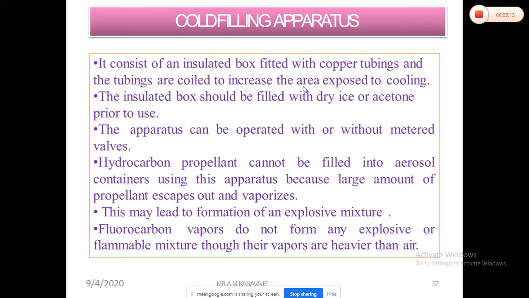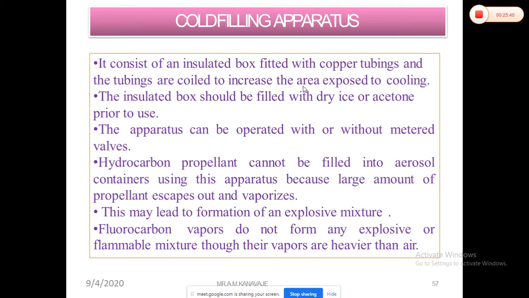Here it consists of an insulated box which is fitted with copper tubings, and the tubings are coiled to increase the area exposed to the cooling. The insulated box should be filled with dry ice or acetone prior to use. Then the apparatus can be operated with or without the metered valve. If the metered valve is there, the exact amount of material can be filled into the container.